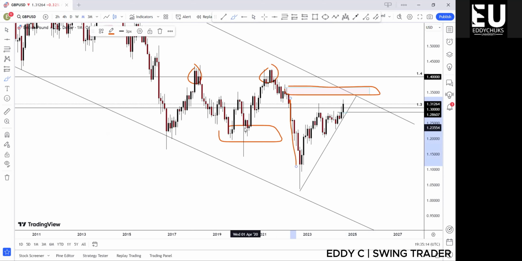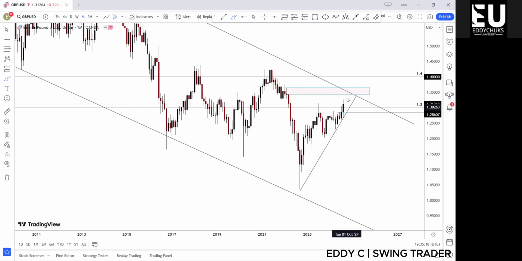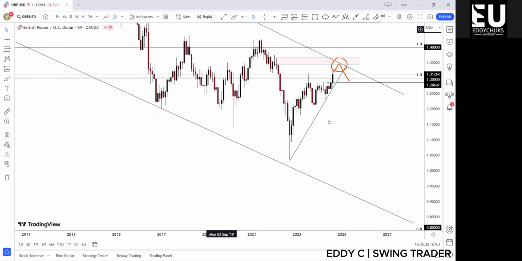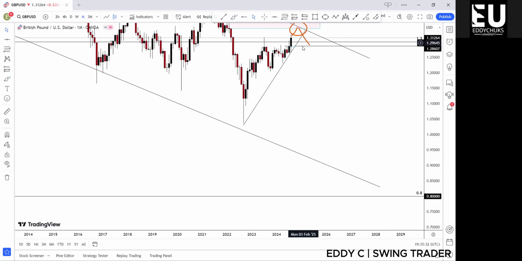So this is a very, very massive projection on GBP/USD. If this leg is completed, if this third touch of this trend line is completed, we should be having a massive projection to the downside, like I initially said, roughly about 5,000 pips to the downside.